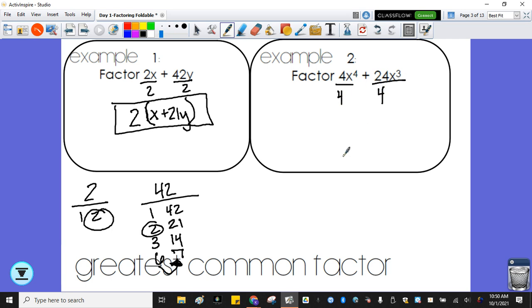Now, x to the 4th and x cubed. How many x's do they have in common? 3. There's 4 in the first one: 1, 2, 3, 4. And there's 3 in the second one. And you're seeing how many they have in common. They have 1, 2, 3 in common. So I'm dividing by x cubed. 4x cubed is my greatest common factor. So x cubed is a part of the greatest common factor? Yes.